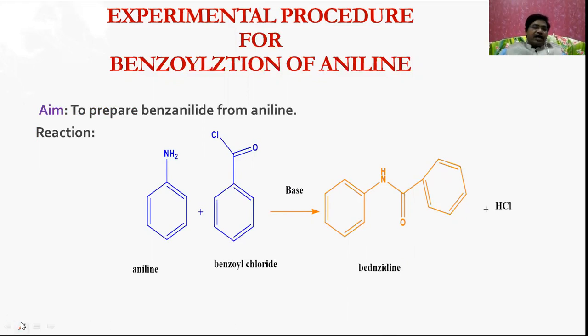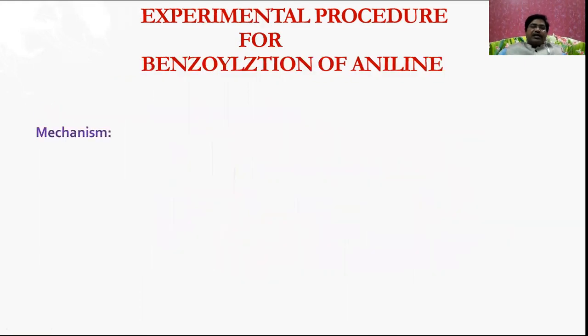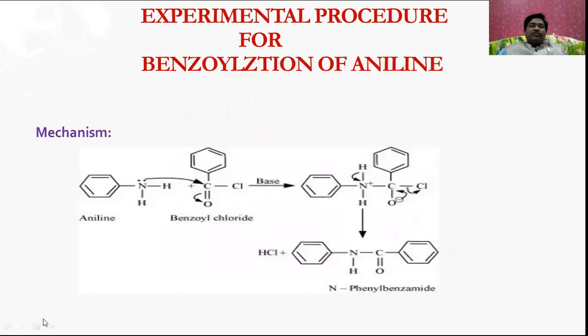Then what actually happens, you can observe here. One hydrogen from here takes the chlorine, and it will be eliminated in the form of HCl. And that is the reaction that occurs. Then how does it happen? Let us see the mechanism of the reaction.